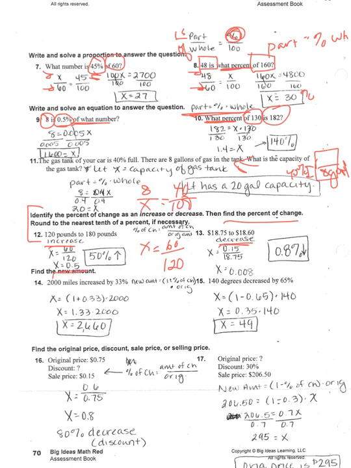So same thing with number 13. You figure out that it's only a very small decrease. You're going from $18.75 to $18.60, which is a very small decrease. So it's going to be a small percent decrease.